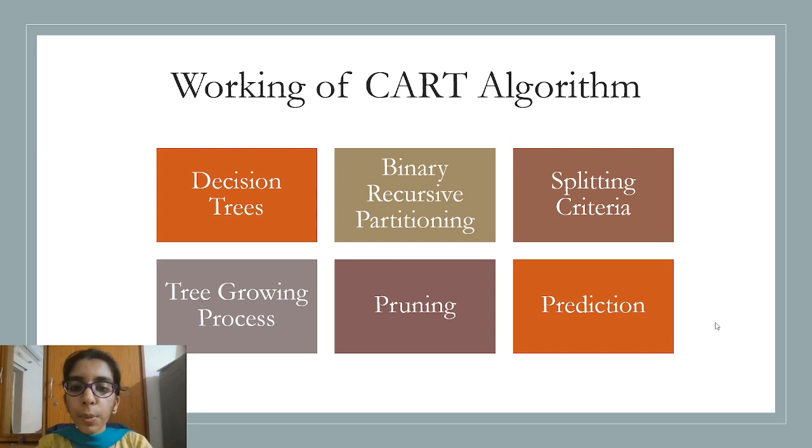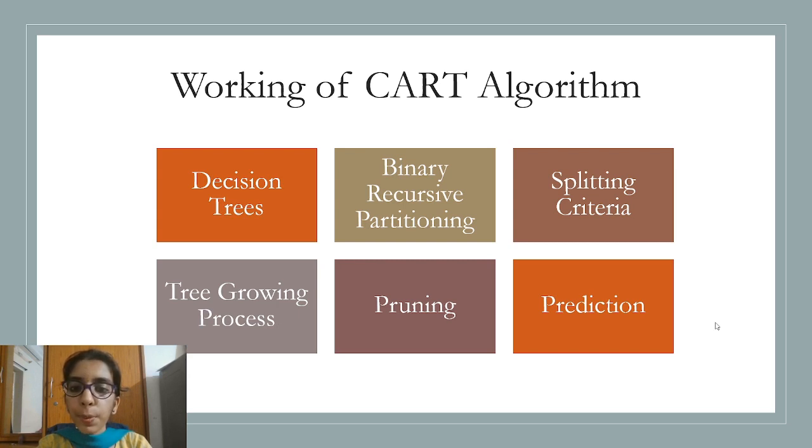Now, tree growing process. The tree starts with a single node that contains all the training data. At each iteration, CART selects the best split among all features and their possible values. The splitting process continues recursively until a stopping criterion is met, such as reaching a maximum tree depth, minimum number of samples per leaf node, or when no further improvement in impurity or error reduction is possible.